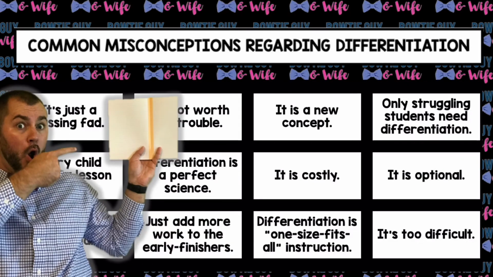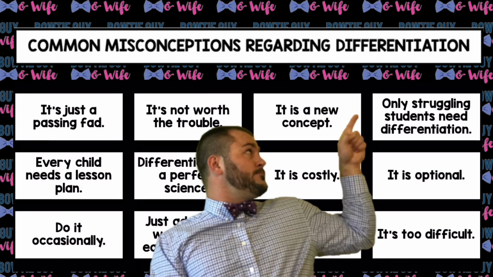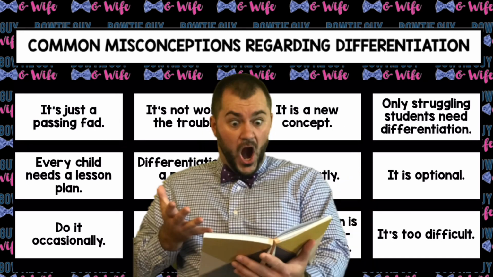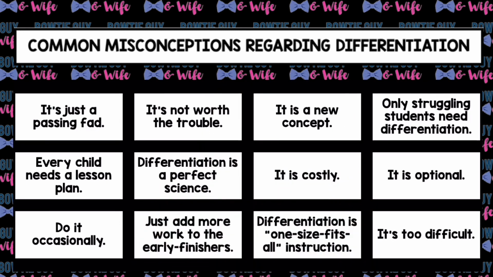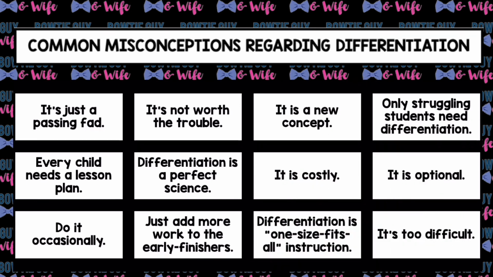That only struggling students need differentiation. And that's not true either. What about your gifted students? That every child needs a lesson plan. Come on, let's get real. Differentiation is a perfect science. No, not exactly, but it is very evolutionary. That it's costly. No, not necessarily. That it's optional? No, it needs to be utilized to best enhance student achievement.